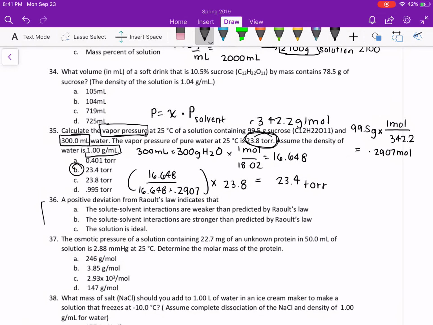Okay, so 36 is something I don't think I touched on in my OPAL session, but a positive deviation from Raoult's law is basically just a prediction of pressure, right, and intermolecular forces. So remember, what we've had previously is that you should have a formal line like this if it follows Raoult's law. But if I have a positive deviation, meaning this is vapor pressure, so I have a positive deviation, meaning I have a higher vapor pressure.